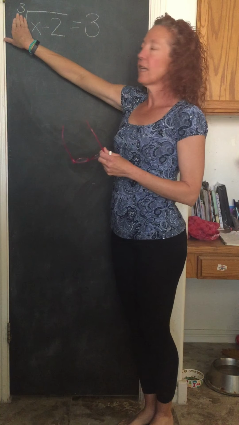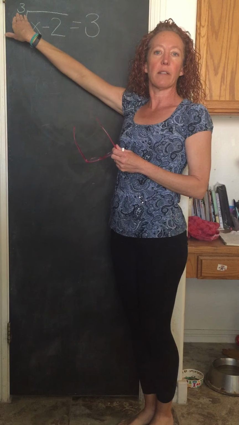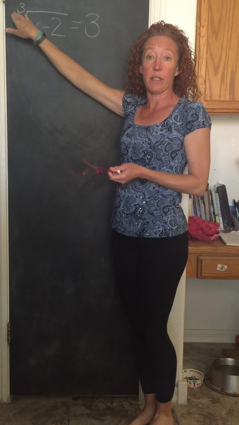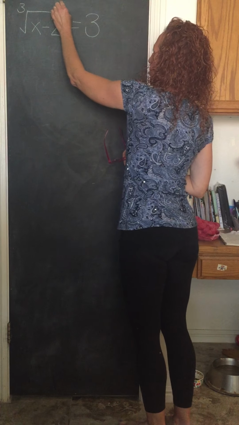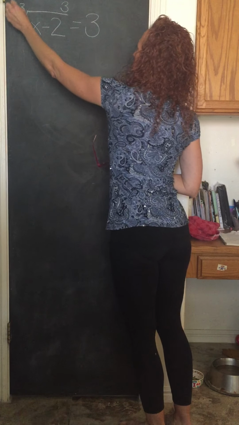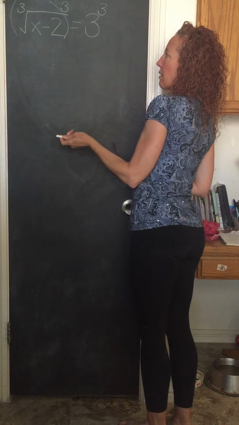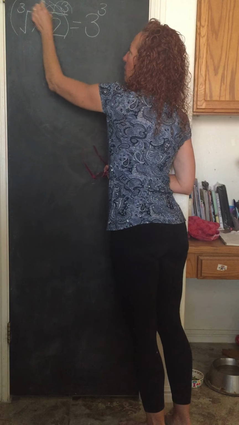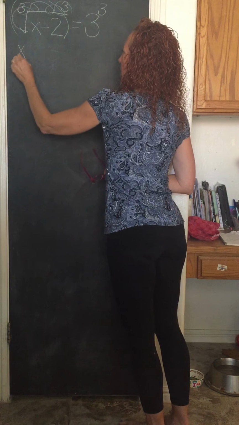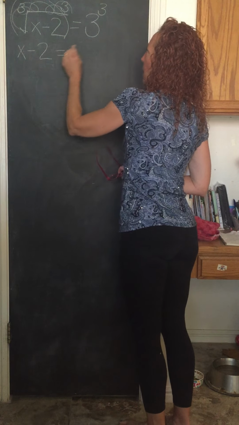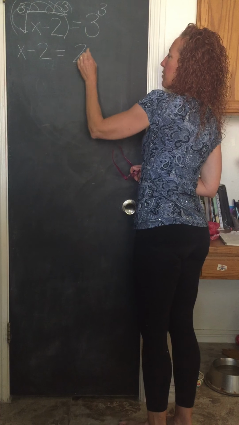And now, instead of taking the square of both sides, we're going to do the opposite, or the inverse, of this. We're going to cube each side of our equation. So I'm going to take this to the 3rd power. I'm going to take that to the 3rd power. And right here, that's going to cancel that out. And 3 to the 3rd power is 27.